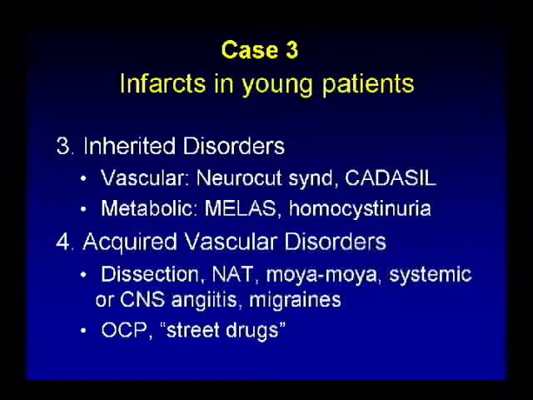Then we come to some other things that you can actually be helpful with. Does she have any other manifestations of things like neurofibromatosis, any of the neurocutaneous syndromes, or CADASIL? Does she have evidence of a metabolic abnormality like MELAS or homocystinuria? And then there's the acquired vascular disorders. Dissection, we know she doesn't have dissection. She's a little old for non-accidental trauma. Moyamoya, we know she doesn't have that. We saw the MRA. Any other evidence of meningitis or migraines? And then we see a lot of this is patients who are doing drugs, and particularly methamphetamine, who develop strokes.